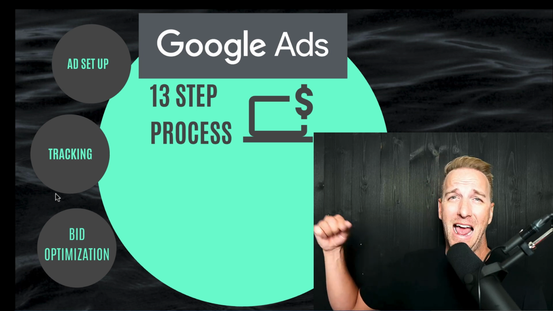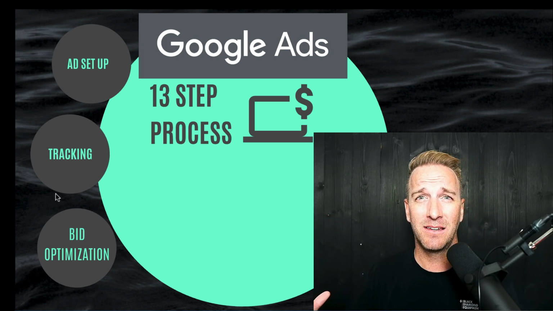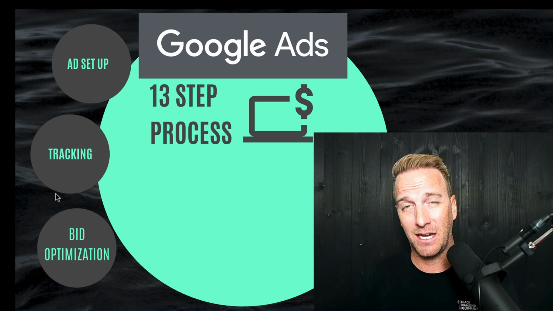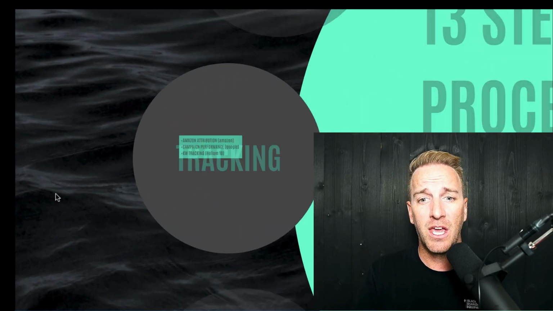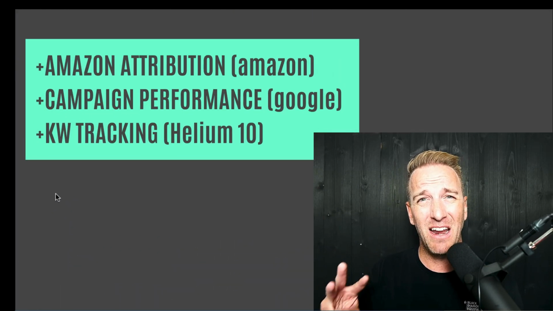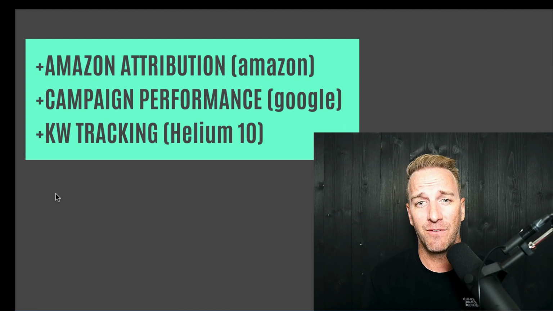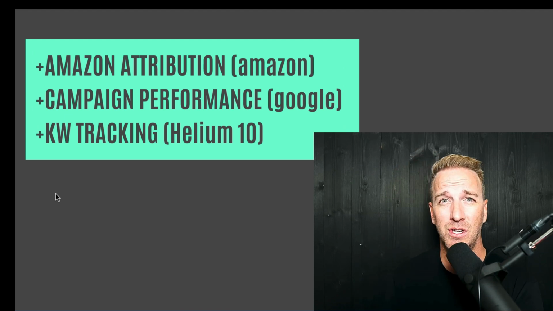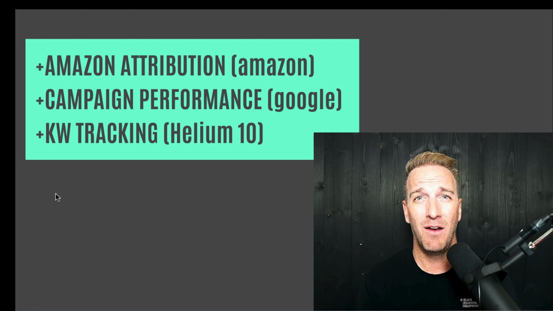So what do you do next? Now that you've executed your ads, they're live, people are clicking through. What do we do? You want to do some tracking, and there are 3 different ways that you can do tracking. The first is Amazon Attribution, which is a platform tool available if you have brand registry, and we'll get into that one in a second.